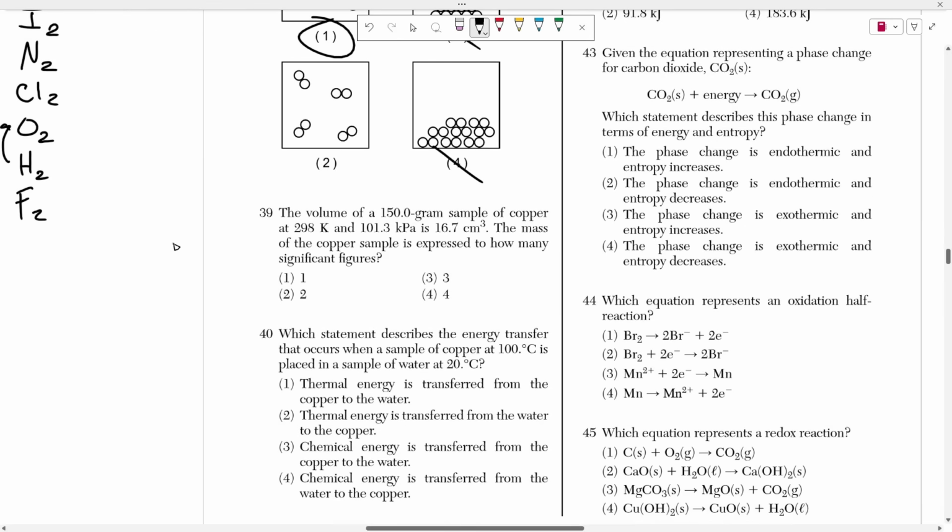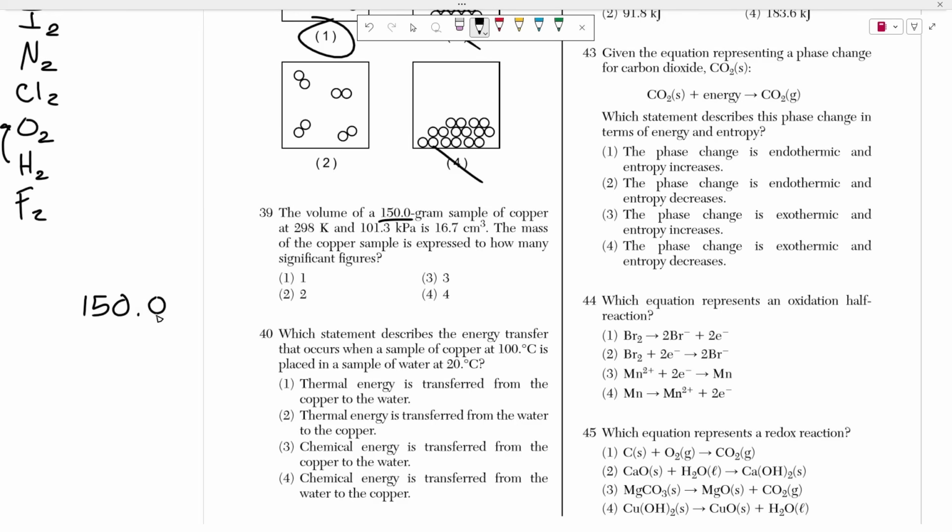Moving on to number 39, it says the volume of a 150.0 gram sample of copper at 298 Kelvin and at 101.3 kilopascals is 16.3 cubic centimeters. The mass of the copper sample is expressed to how many significant figures? So we know here that when we're looking at the number of significant figures, we're looking at the mass, which is 150.0.